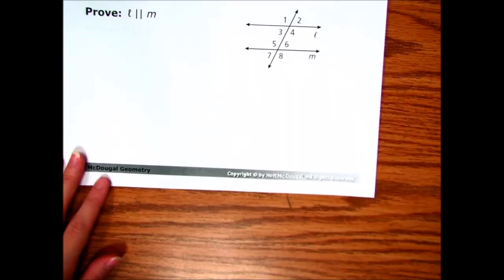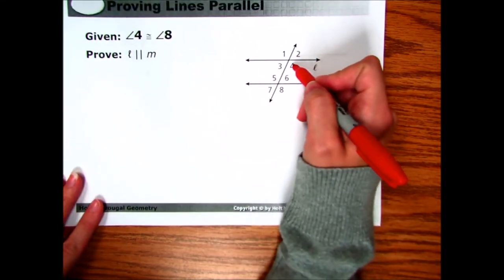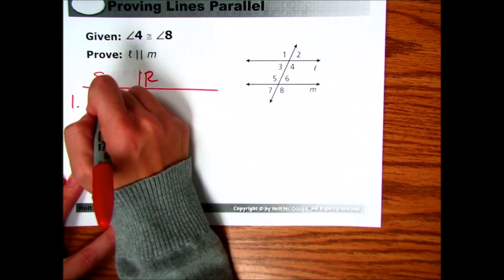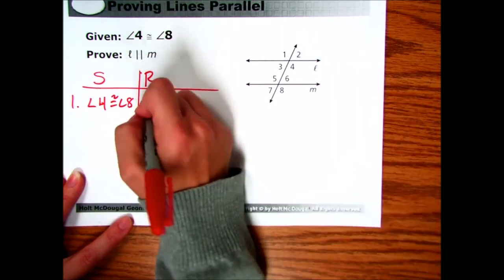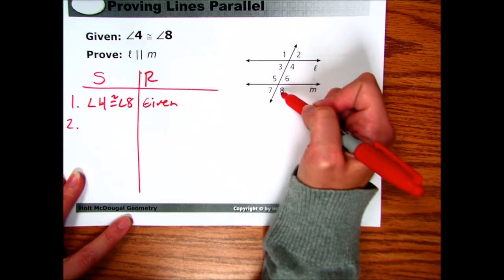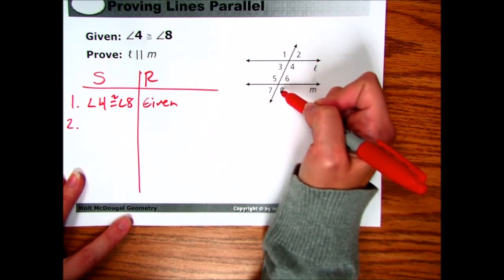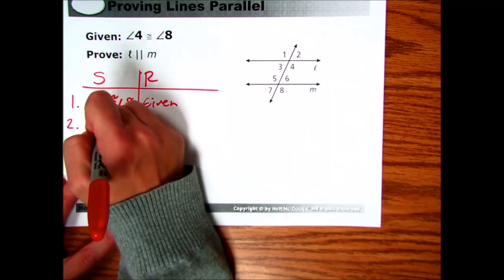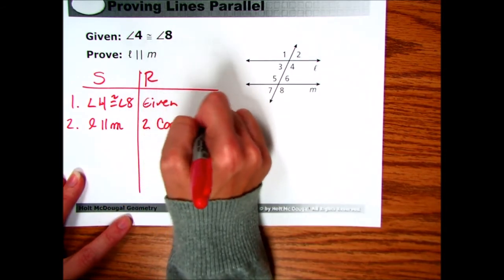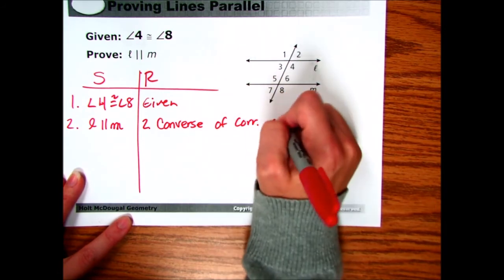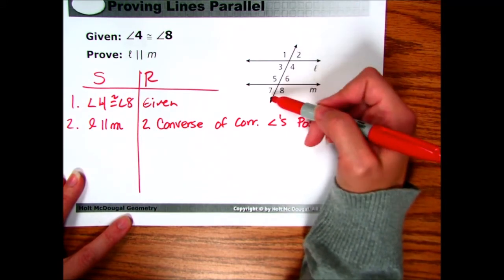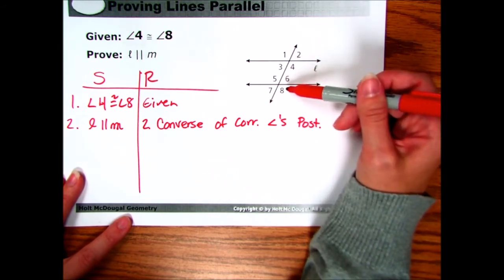Let's look at two examples. Example 1. Look at this one here. We're given that angles 4 and 8 are congruent. So let's start our proof. Statements, reasons. Number 1, angle 4 is congruent to angle 8. Well, that is given. Number 2, if we know 4 and 8 are congruent, and we also know 4 and 8 are what we call corresponding angles, that means we can automatically say line L is parallel to line M. Why? Because we just saw the converse of the corresponding angles postulate, which states if you have two corresponding angles that are congruent with a transversal, then you're going to have two parallel lines.